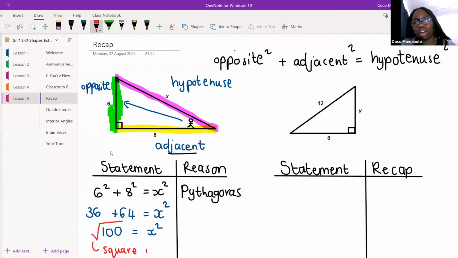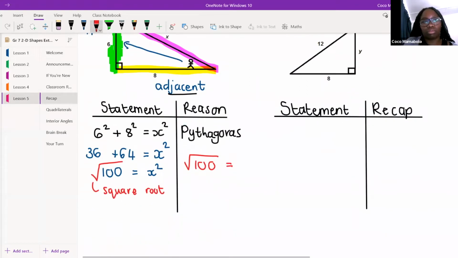So we're going to go to our calculator and we're going to click on the sign, this one here. And underneath that sign, we're going to put 100 and we're going to click the equal sign. And what answer is it going to give me? 10. Not 10 squared, just 10. So I have to say, therefore, x equals 10. Excellent. All right. So this is the order that we did things in, Monday. Beautifully done. Amazing stuff. Well done.